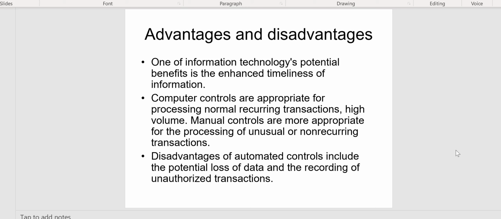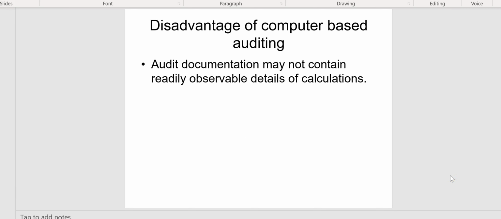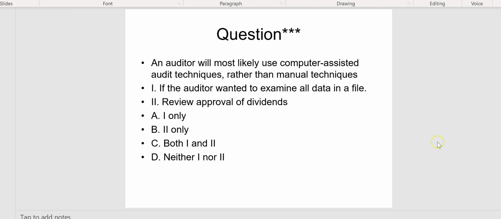Disadvantages of automated controls include the potential loss of data and the recording of unauthorized transactions. Those are disadvantages of automated controls. Potential loss of data and recording of unauthorized transactions. Another disadvantage of computer-based auditing is that audit documentation may not contain readily observable details of calculations. An auditor will most likely use computer-assisted audit techniques rather than manual techniques. 1, if the auditor wanted to examine all data in a file. Well, you better not be using manual techniques if you want to examine all data in a file. You better use computer-assisted audit techniques there.